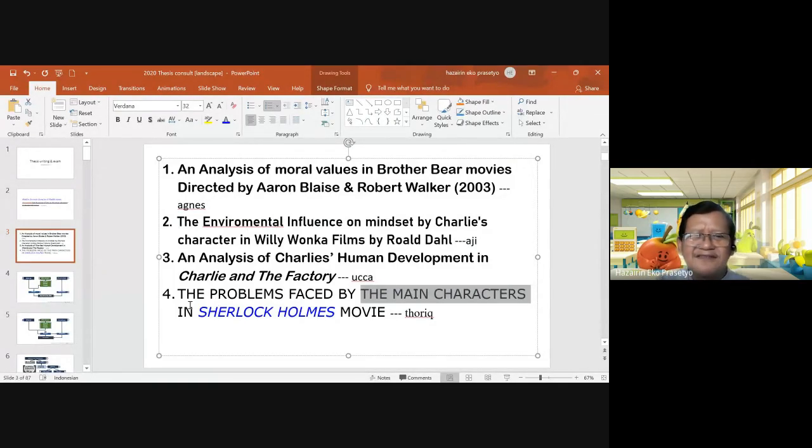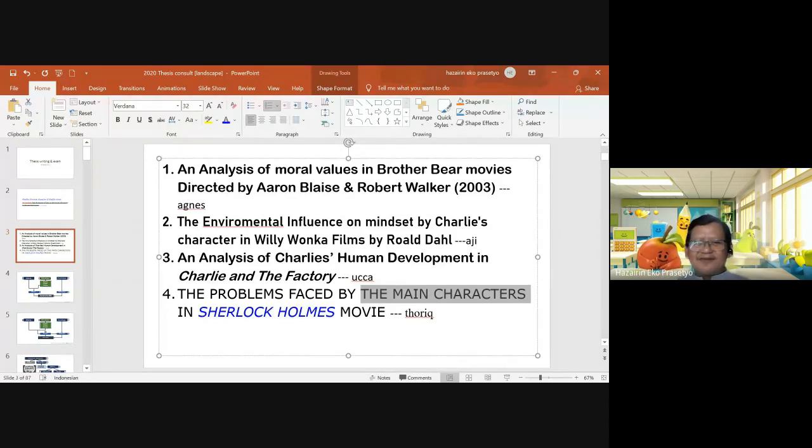Because if you just type in the problems, then you are going to talk about all the problems that the main characters have. And that would take you maybe 1 to 2 years, okay? And you need about 500 to 1,000 pages of reports. Are you going to do that?